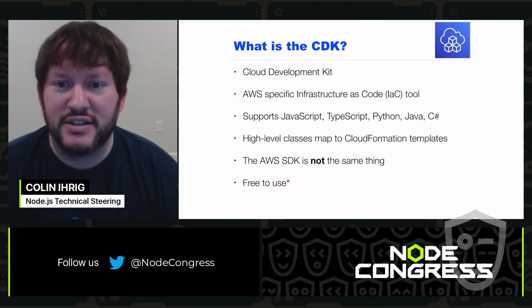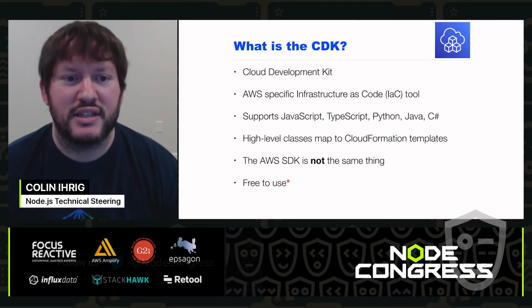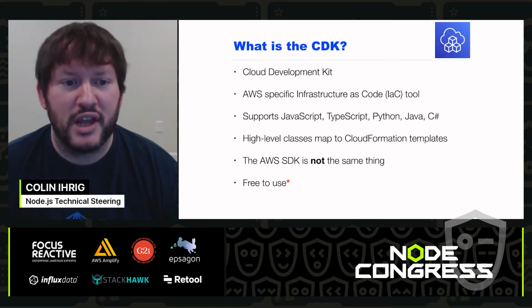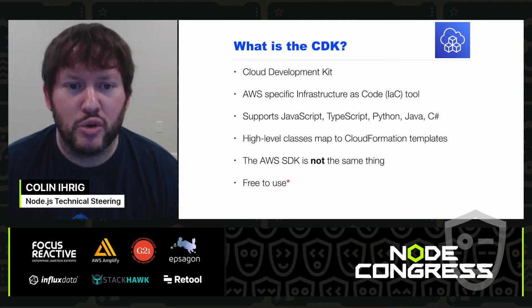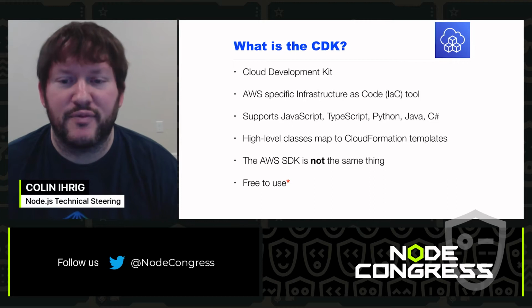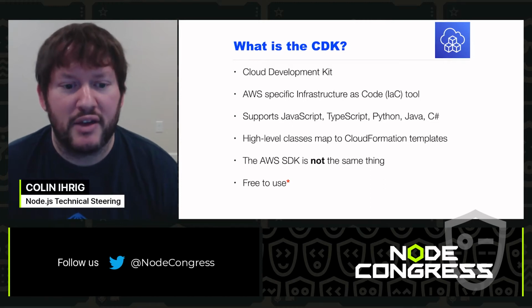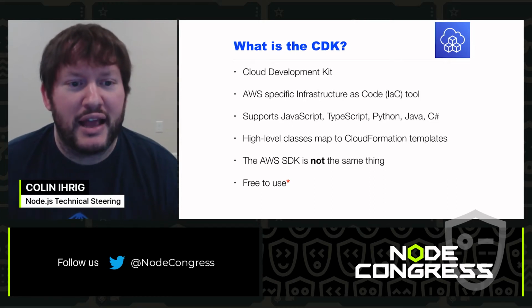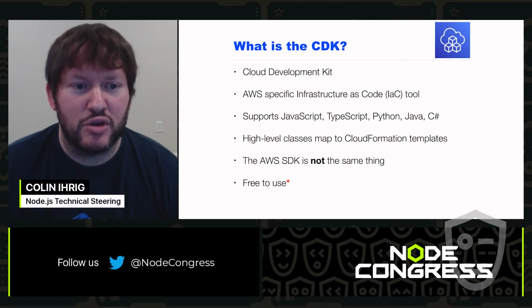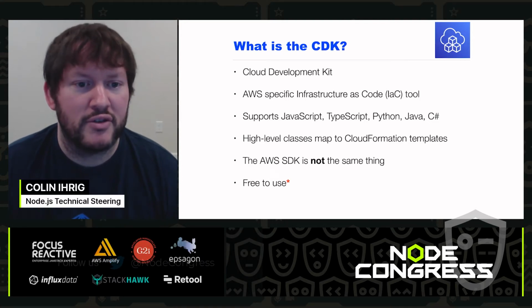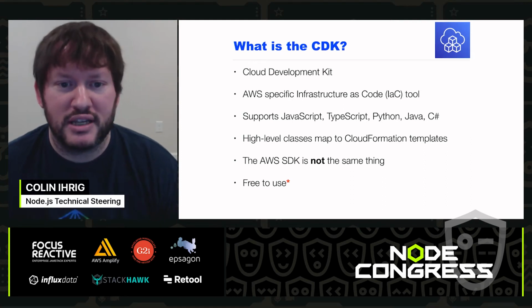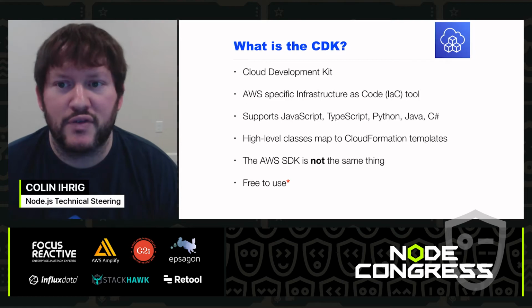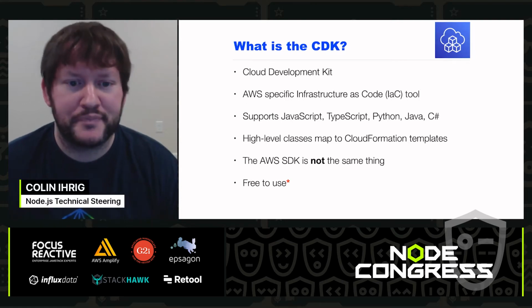So I guess the very first question to answer is, what is the CDK? It's an abbreviation for Cloud Development Kit. It is an AWS-specific infrastructure as code tool. It's similar to tools like Terraform that you may have used in the past. It supports a variety of languages, so you can write your applications in JavaScript, TypeScript, Python, Java, and C#. I believe there are plans for other languages in the future as well.